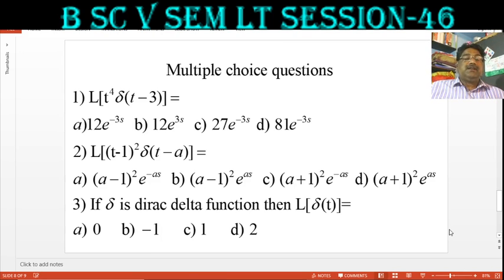Now these are some multiple choice questions. Try to solve these examples yourself.